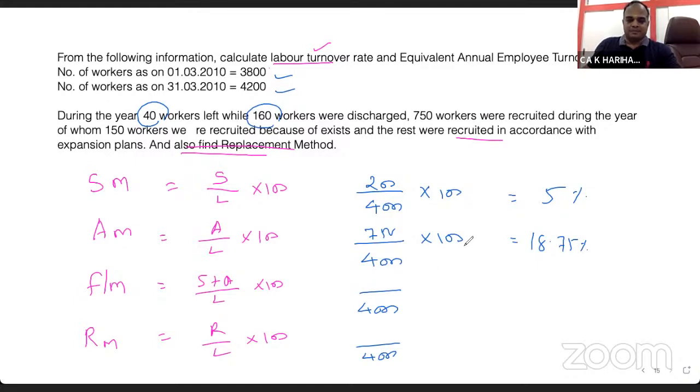Flux method: S plus A by L. 200 plus 750 divided by 4,000 into 100 comes to 23.75%. Got it? 23.75%.